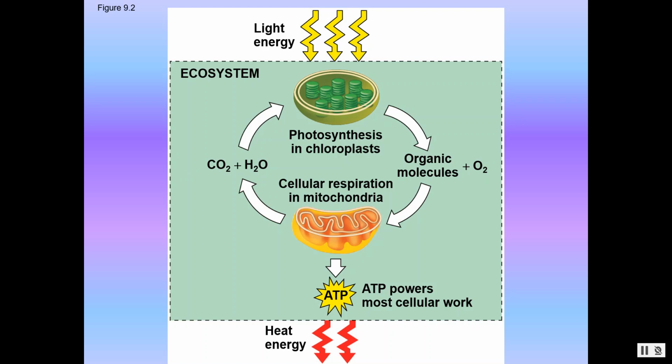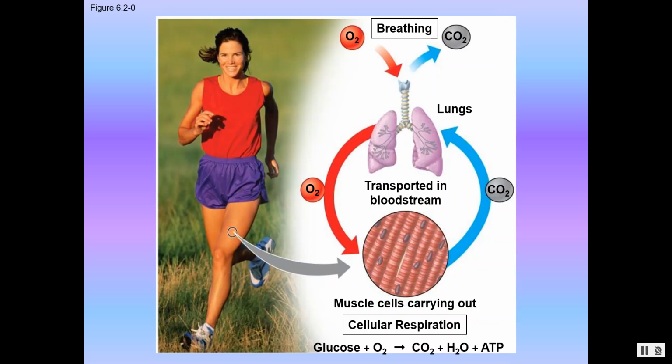So we have these two reactions, photosynthesis and cellular respiration, that we're going to go into in detail. And we're going to start with cellular respiration. Here we have a woman running, and she's breathing in and exchanging oxygen and carbon dioxide. That oxygen and carbon dioxide are transported in the bloodstream to the muscle cells. When the oxygen comes in, it goes to the cells and helps to process the glucose.